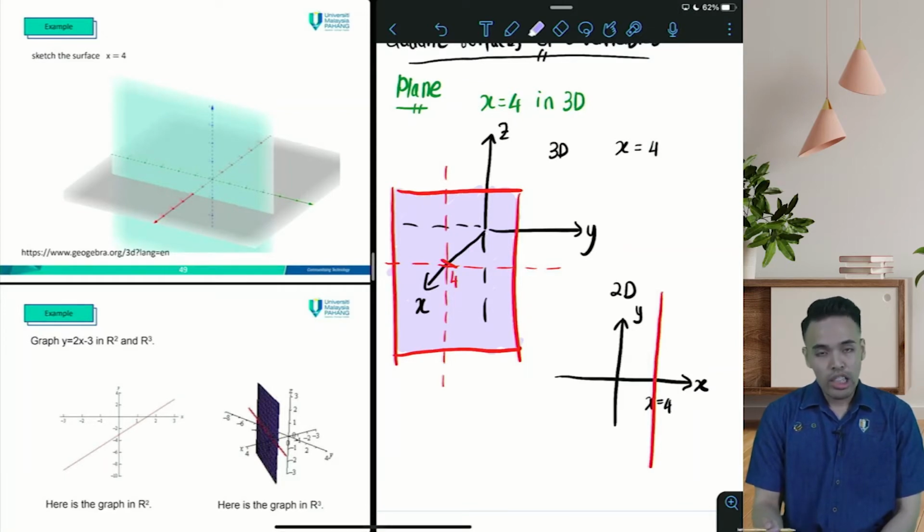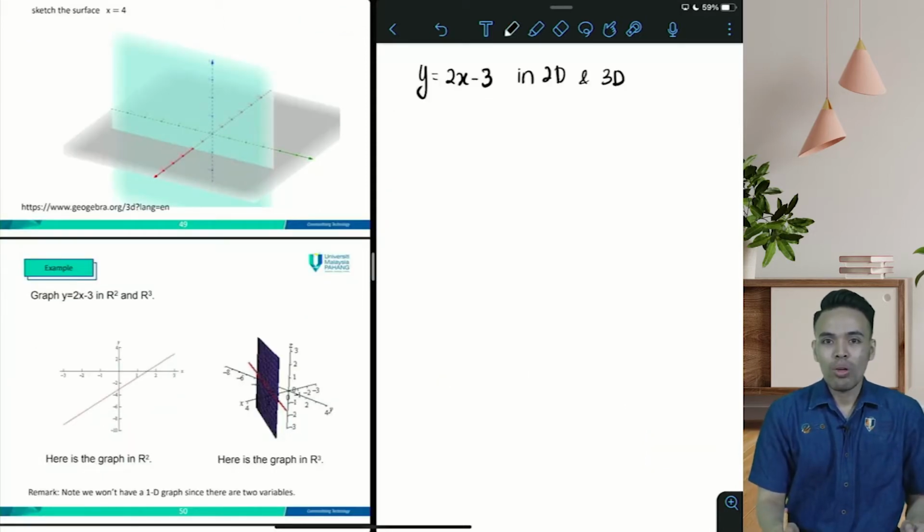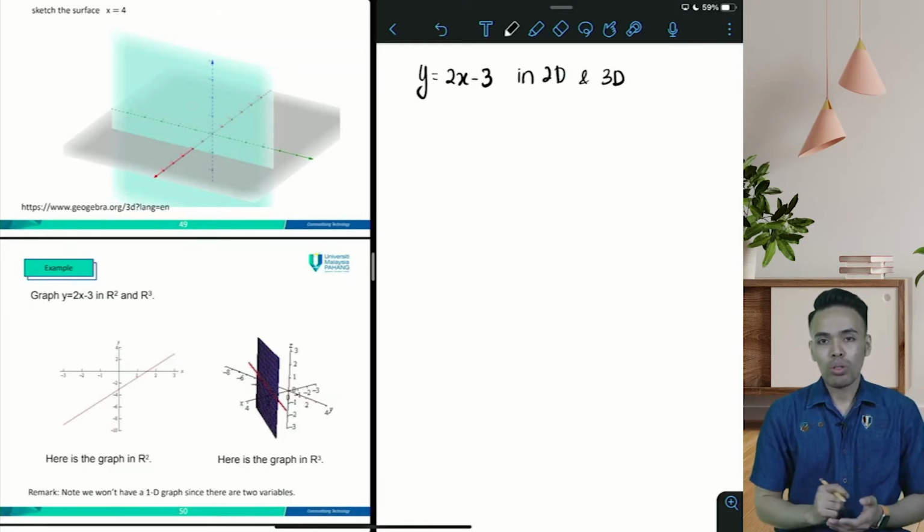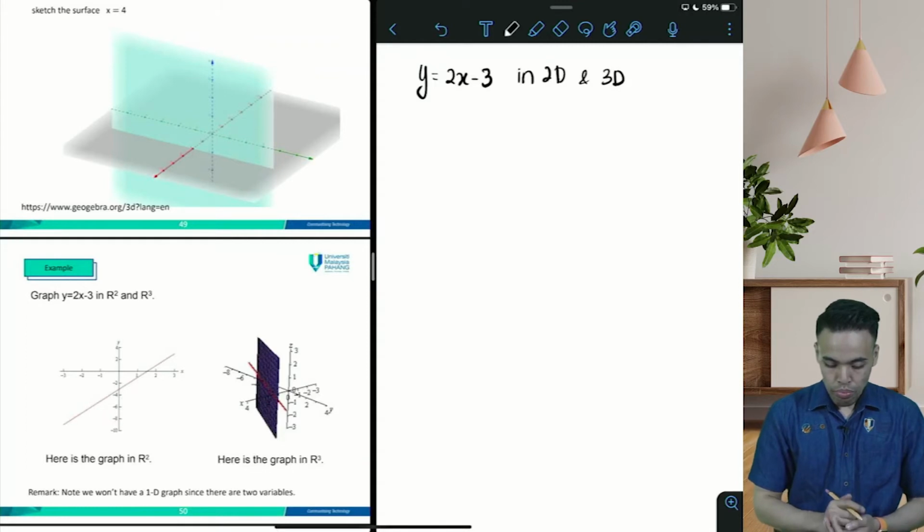Alright. So that's how you sketch a plane in a two-dimensional coordinate system. Now, let's discuss how we can sketch y is equal to 2x minus 3 in a three-dimensional coordinate system. But in this particular question, the author asks you to sketch y is equal to 2x minus 3 in a two-dimensional coordinate system first, and then followed by a three-dimensional coordinate system.